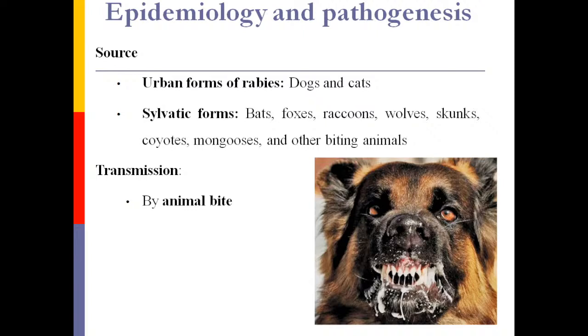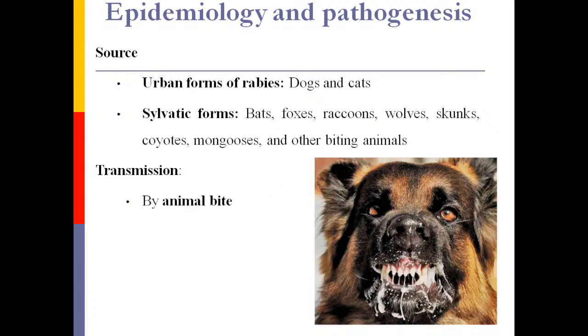And sylvatic forms, or wild forms, we can say wild forms. These are wild animals, like bats, foxes, raccoons, wolves, skunks, coyotes, mongooses, and other biting animals. The only transmission way is through animal bites, biting of animals. You know that normally wild animals like foxes or raccoons or wolves are afraid of humans.